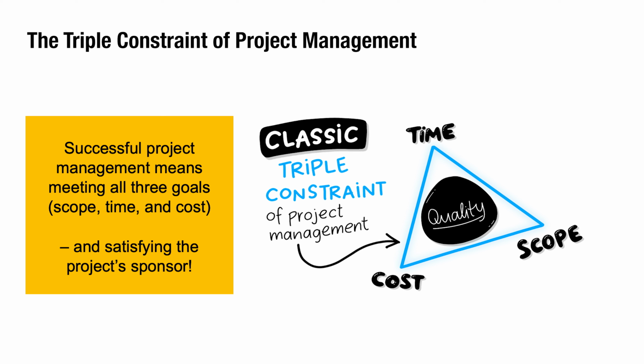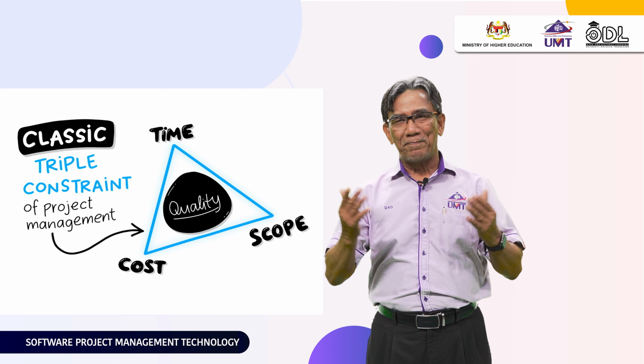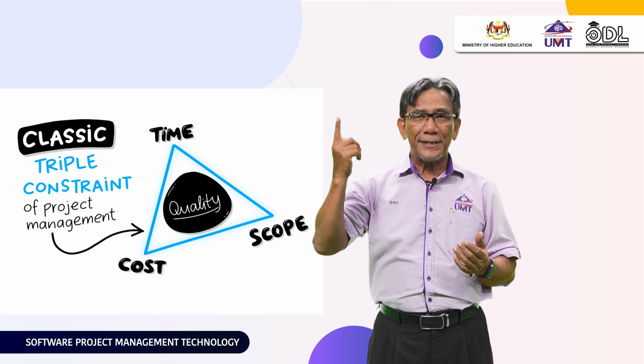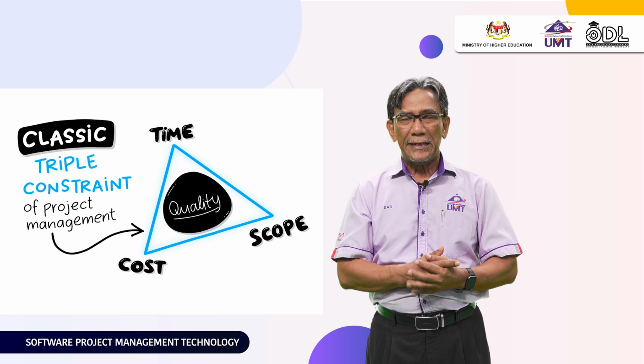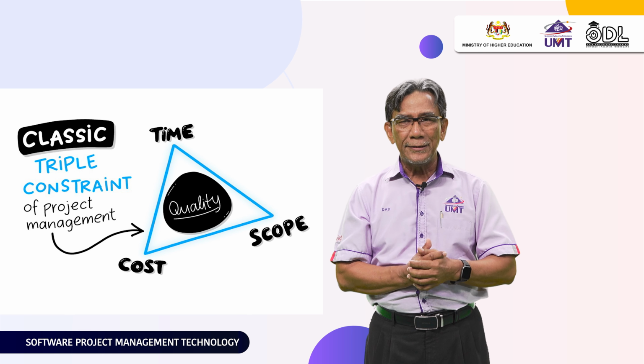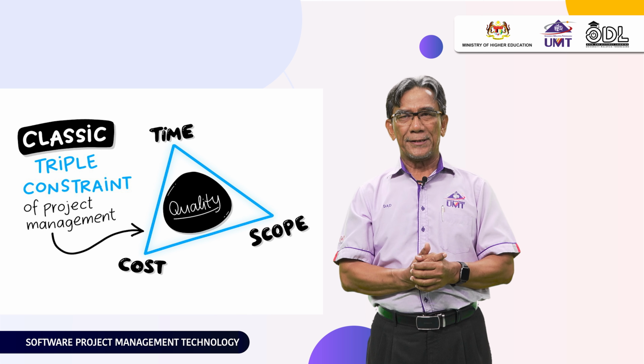And the third one is cost. How much will it cost? This is the how much of your project. It is about budgeting and managing expenses. Here is the tricky part. These 3 constraints are interconnected. If you change one, it affects the others.